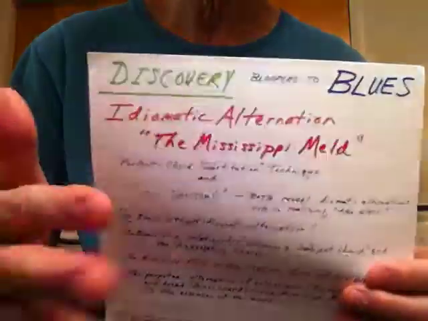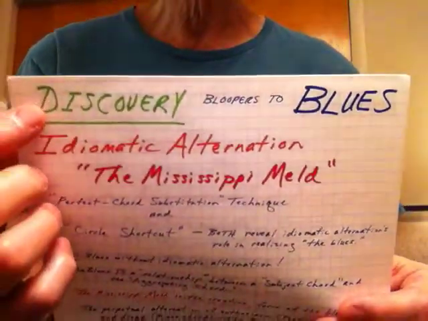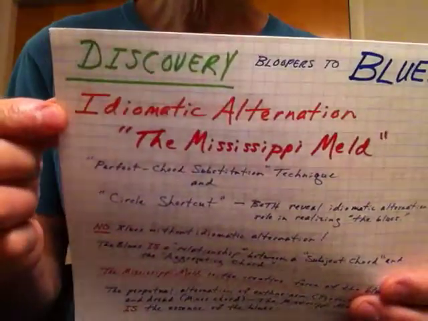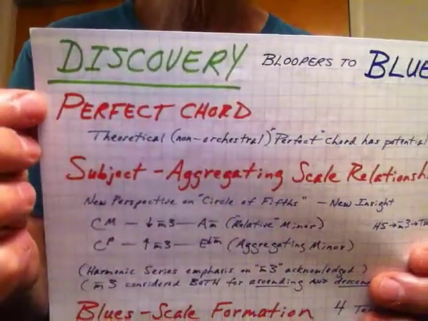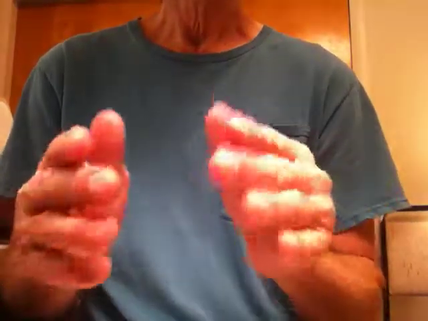Now, I want to talk about quickly, what did I discover through this process? It took years, it took God knows how long. What did I discover? Well, the first one was the perfect chord, which we just talked about. We talked about the perfect chord, theoretical, non-orchestral, and it can be used, and it has potential for the future. We're going to hold on to it. I'm not going to scrap it.